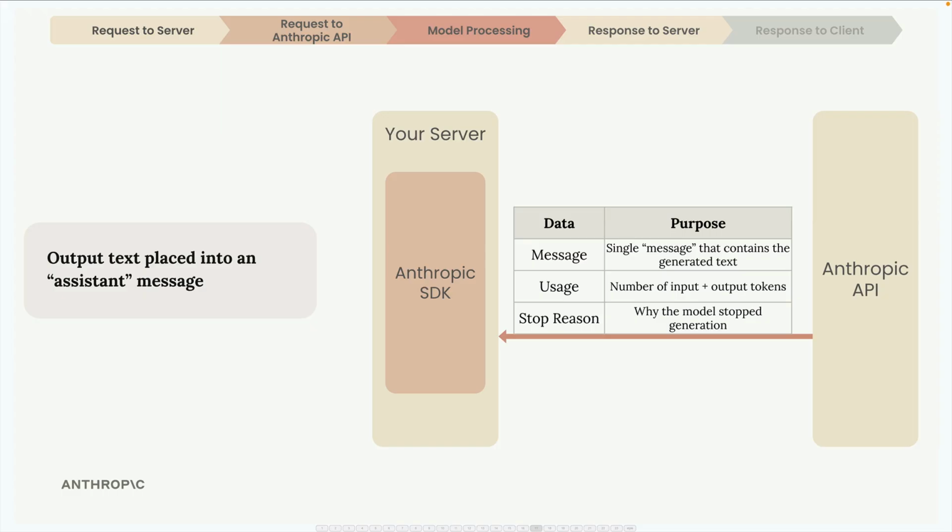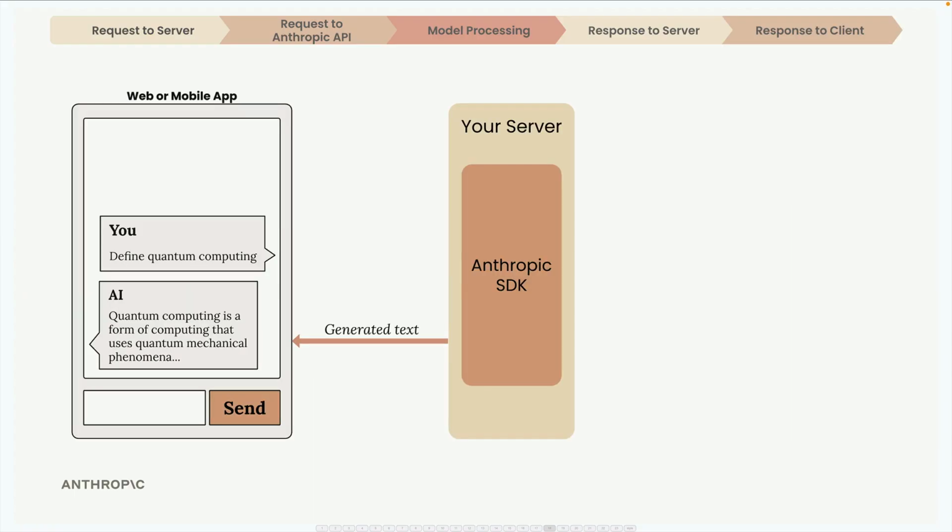Once the generation is complete, the API will send a response back to your server. The response will contain a message, which has the generated text inside of it, along with usage and stop reason. The usage is a count of the number of tokens that you fed into the model and the number of tokens that were generated. The stop reason will tell you exactly why the model decided to stop generating text, whether it hit a natural end of sequence token or maybe it exceeded the allotted number of tokens. Once your server has received this response, it will send the generated text back to your web or mobile app, where you will display it on the screen.